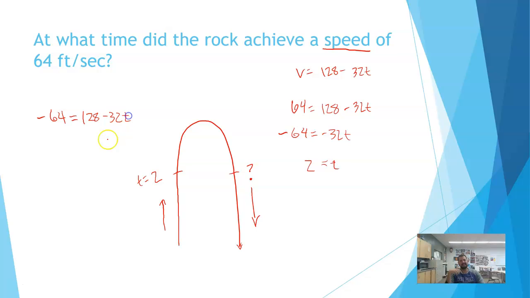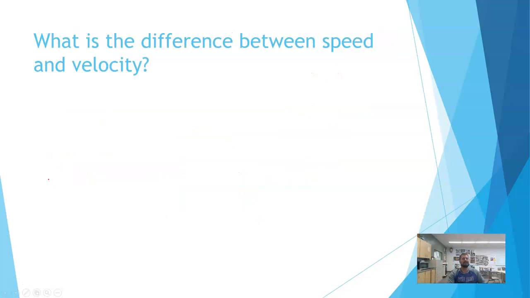So I would set this equal to negative 64, and if I were to add these together, 192 is equal to negative 32t, which would mean, by dividing both sides by negative 32, at time equals 6, not 4, I apologize, bad math. At time equals 6, I would have a second time where the rock is going 64 feet per second.